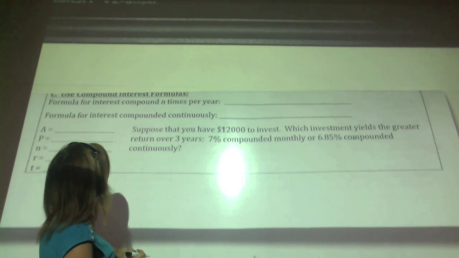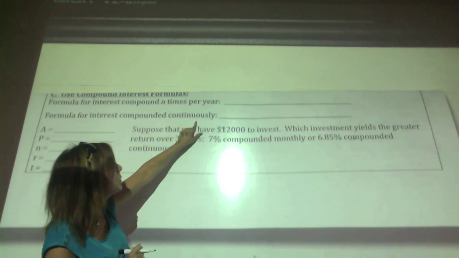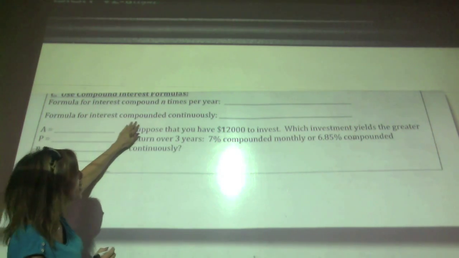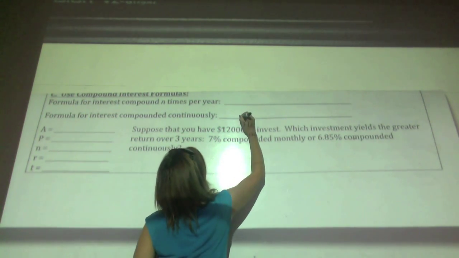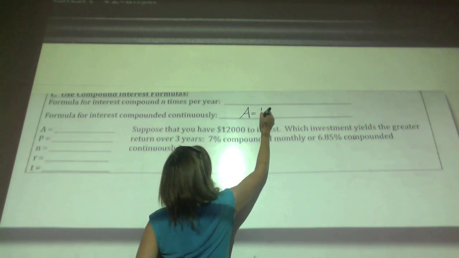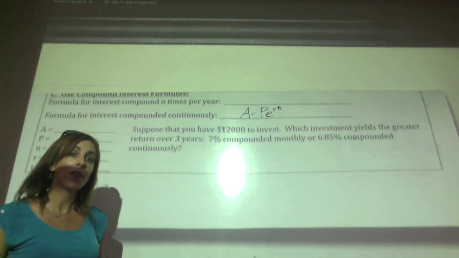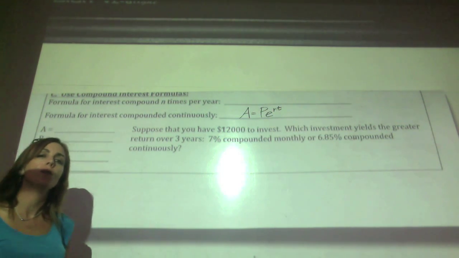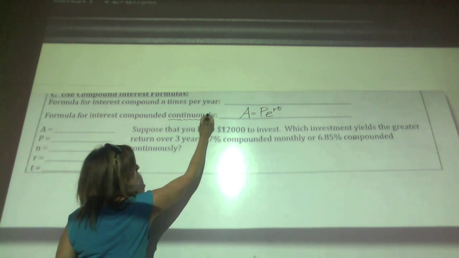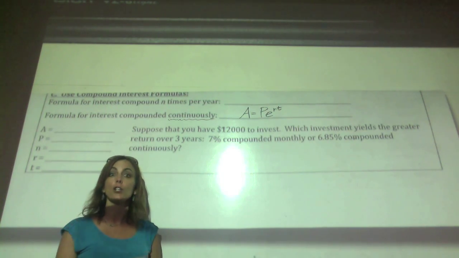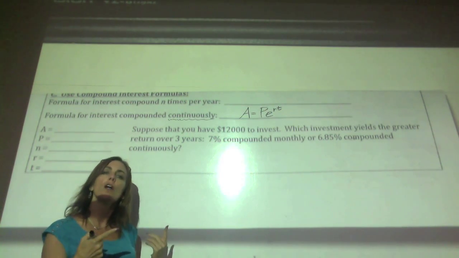We're going to go with the easy one first. What formula do you use when interest is compounded continuously? This is the easier of the two formulas. It is A equals P e to the RT. The key here is to remember that you only use this formula when you see the word continuously. If you can't find that word, don't use it. You have to default to the other formula.